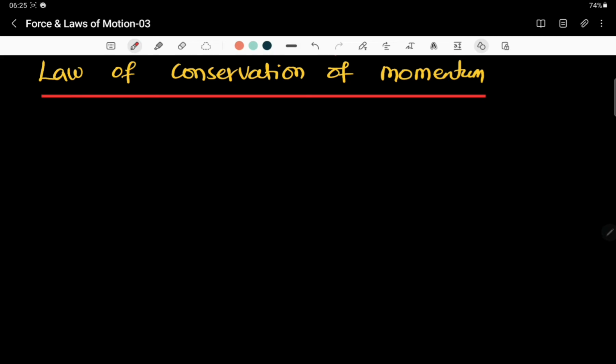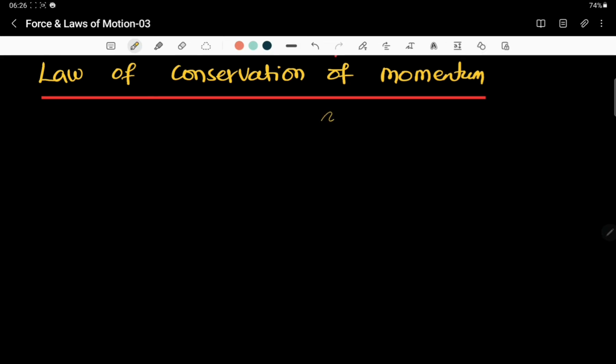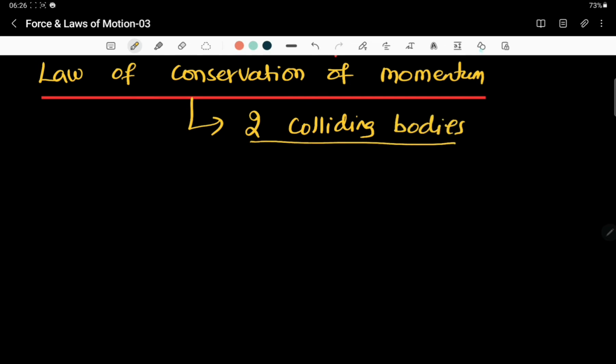What does it say? We are going to study this law of conservation of momentum for two colliding bodies. Colliding means dashing. Alright, first of all, let me explain what this law of conservation of momentum is. Then we can go back to the definition and all.